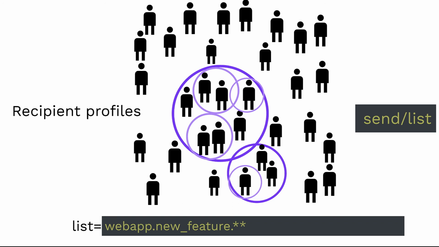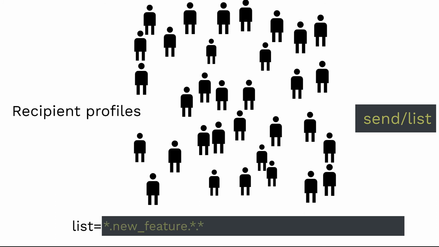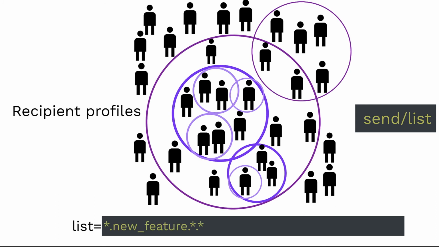webapp.new_feature. When sending to a pattern that matches multiple lists, Courier only sends one notification to any user with multiple matching subscriptions. Finally, you can also use wildcards in multiple parts within the list pattern. And there you have it.